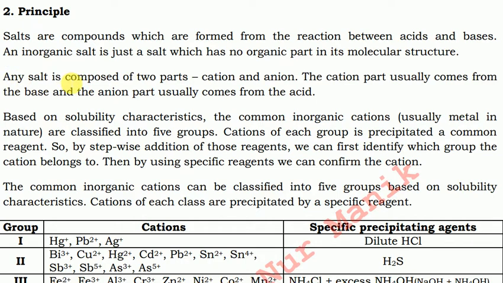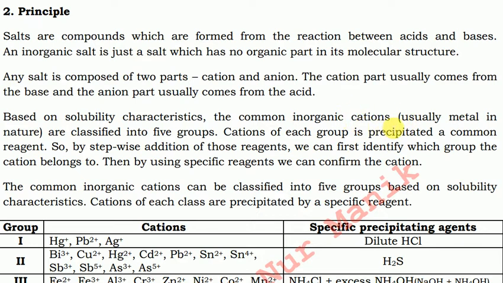And we can say that any salt is composed of two parts, cation and anion. In the case of sodium chloride, the cation is Na+ and the anion is Cl-. The cation part usually comes from the base and the anion part usually comes from the acid. In sodium chloride, the cation, sodium, comes from the sodium hydroxide base, and the anion, chloride, comes from the hydrochloric acid. So we can say that the cation part usually comes from the base and the anion part usually comes from the acid.